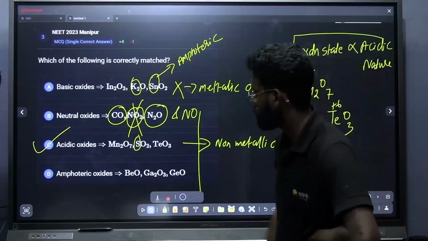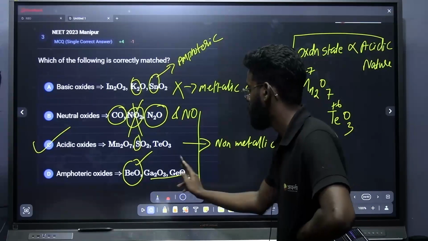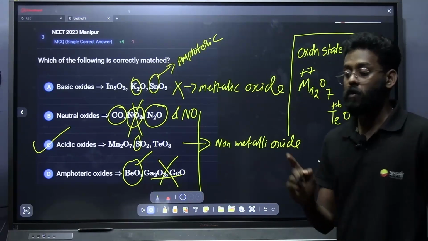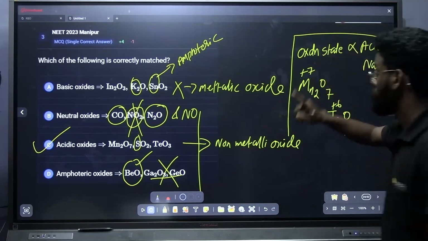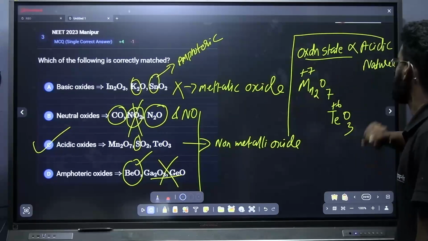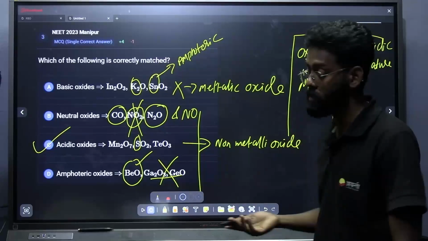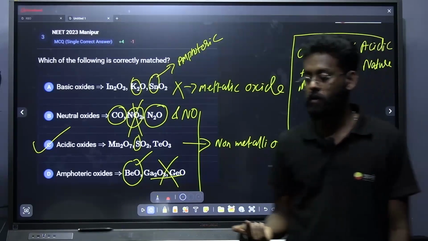And if you observe, beryllium oxide is amphoteric; the remaining two are not amphoteric oxides. Understood? A few more points we have discussed about oxidation state, that is, about acidic nature and basic nature. Higher the oxidation state, higher will be the acidic nature. Is it clear, everyone?